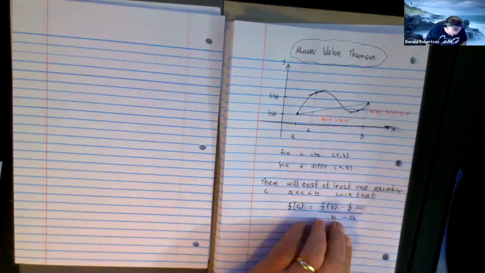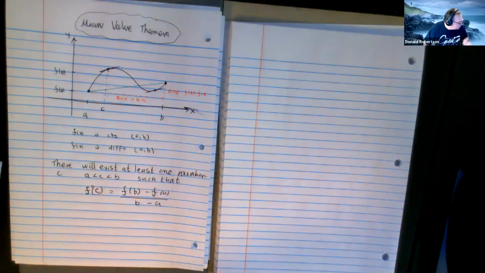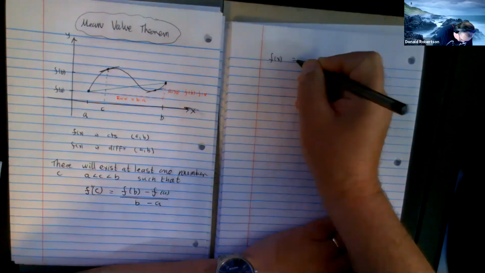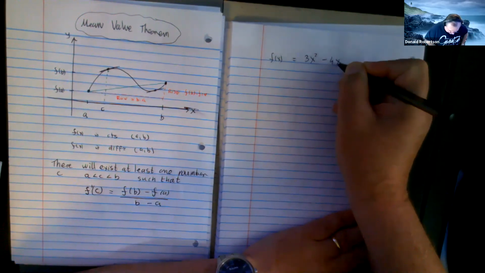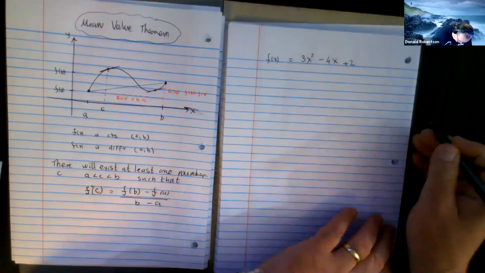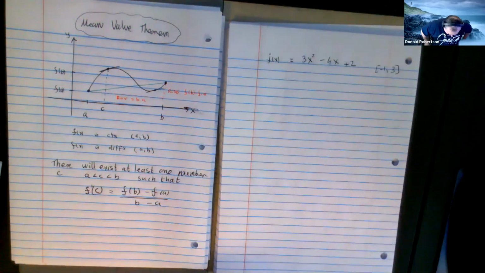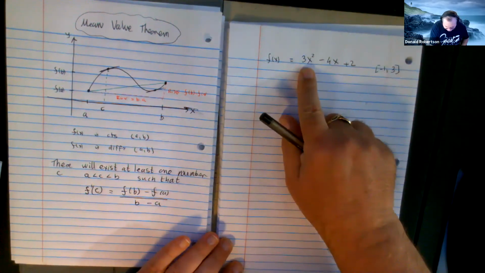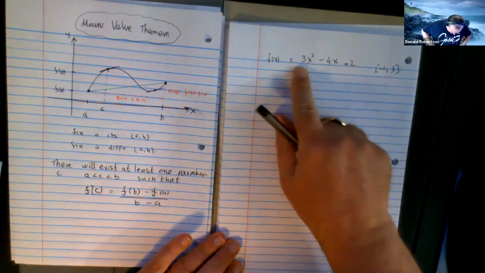Right, back to this story then. How does that apply as a question? Well, let's take a function: 3x squared, take away 4x, plus 2. And let's say I'm interested in the interval from -1 to 3. We'll assume that it's continuous and differentiable, and so we can use the mean value theorem.